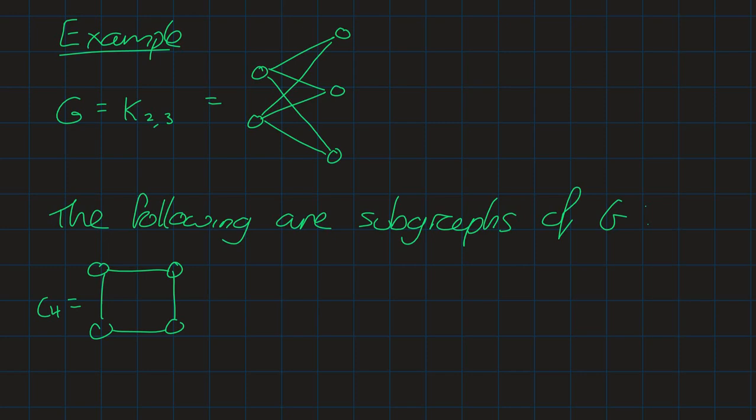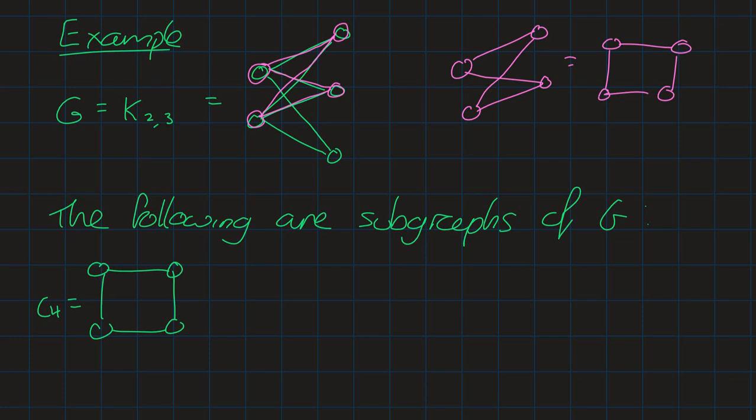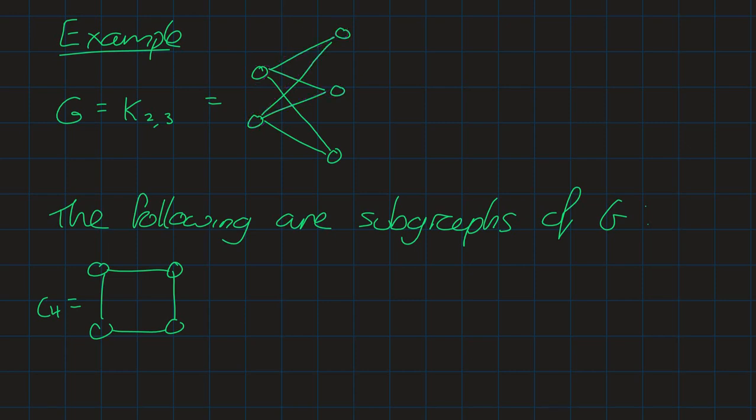And how do I know this? Well, ideally I can find it somewhere. So let's try and find it. I think if you take that pink graph, redraw it, it's that, and this is isomorphic to the square. So secretly this square is living inside of G. It's just a bit hard to see, but that doesn't mean it's not there. So C4, the square, is a subgraph.